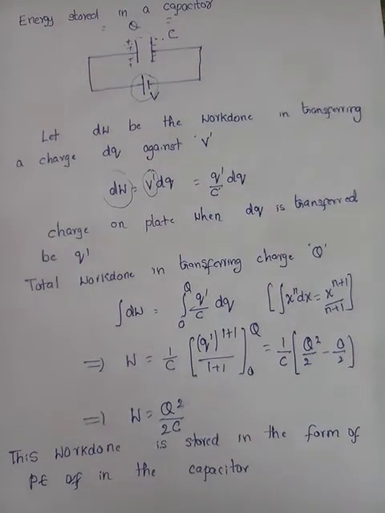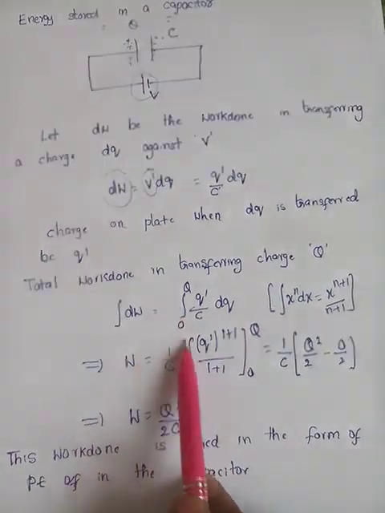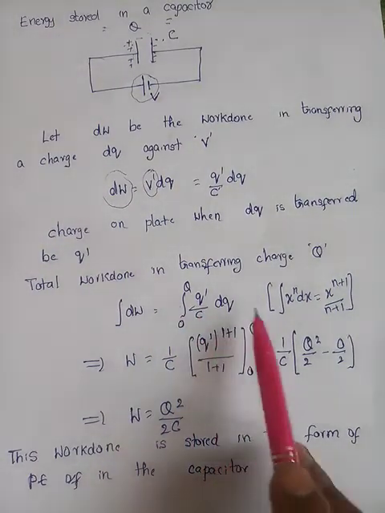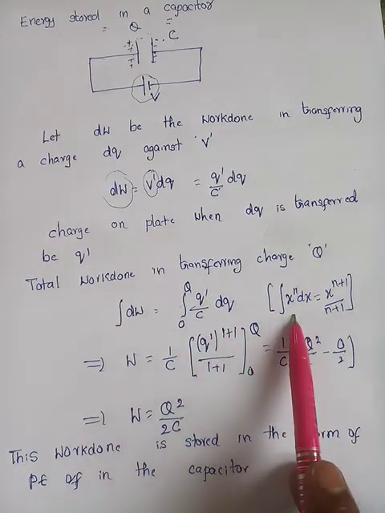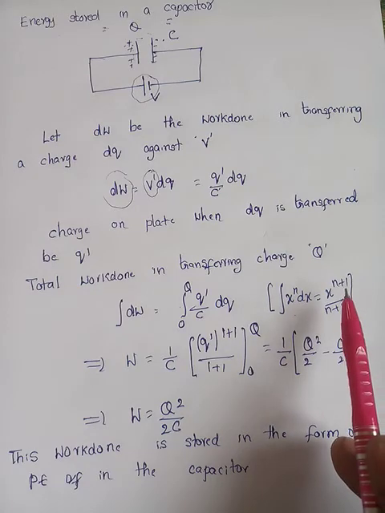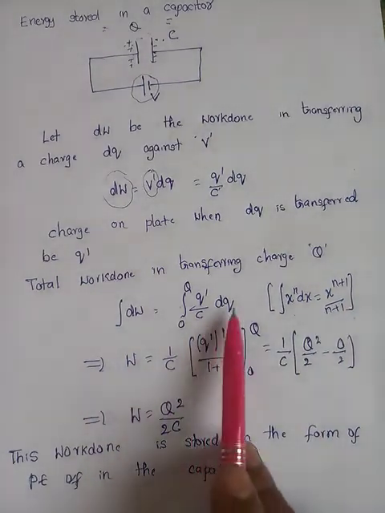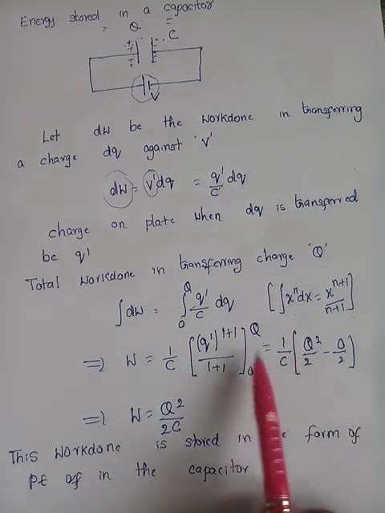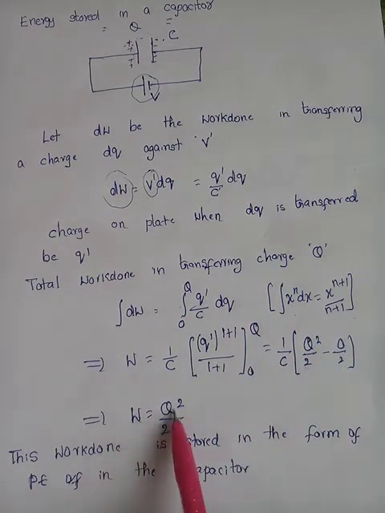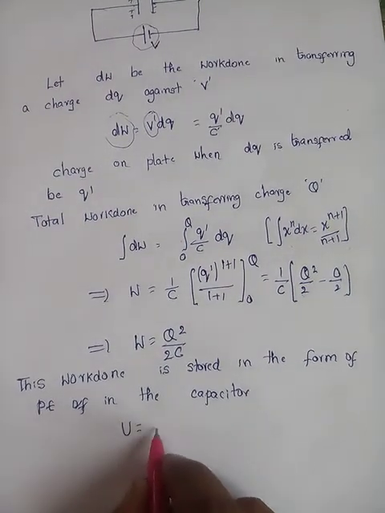Now the total work done to charge the plate to q is given by integration of dw equal to integration from 0 to q of q dash by c into dq. We use the integration formula of x power n into dx, which is x power n plus 1 by n plus 1. So w is equal to, c being constant, q square by 2. Applying the limits, q square by 2 minus 0 by 2. So work done is equal to q square by 2c.